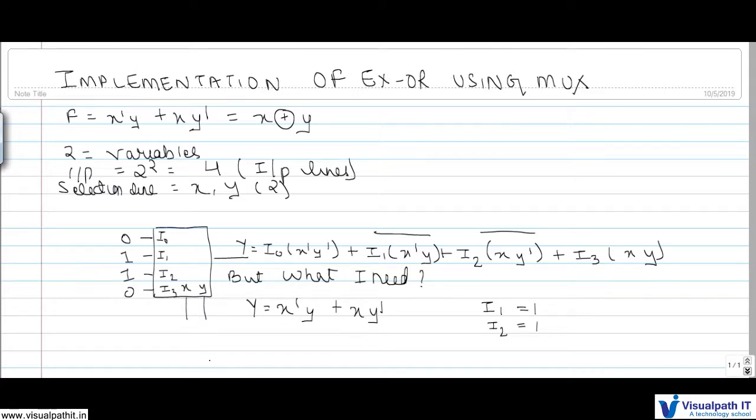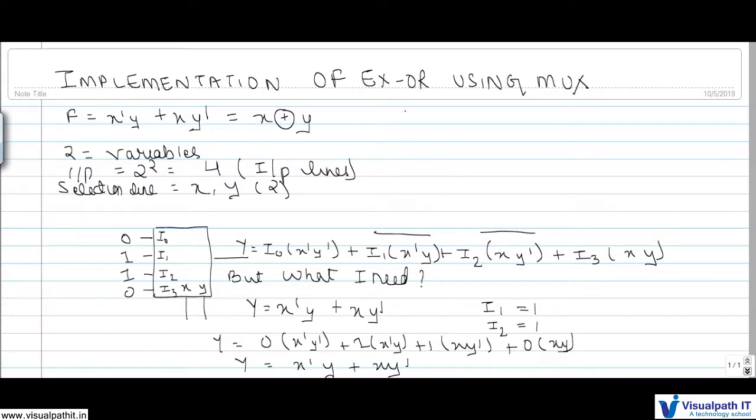So now this multiplexer circuit will produce the output: I0 is 0, so 0 times x dash y dash, plus 1 times x dash y, plus 1 times x y dash, plus 0 times x y. So now this circuit will produce x dash y plus x y dash. So this is the implementation of an XOR gate by using a multiplexer.